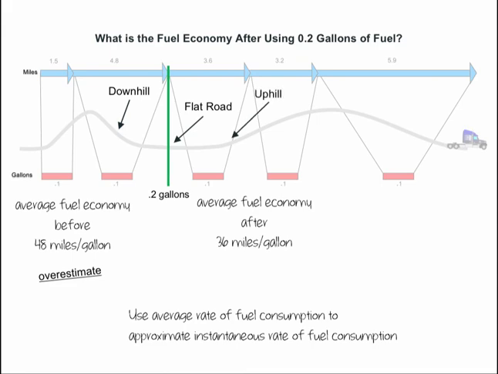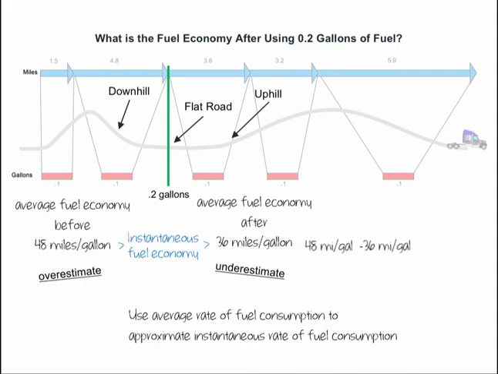Right after the 0.2 of a gallon mark, the road has a bit of an uphill, which tells us that at this point, the truck should be traveling at a smaller distance for each gallon of gas. This tells us that the average rate of fuel consumption right after the 0.2 of a gallon mark is an underestimate of the instantaneous rate of fuel consumption at the 0.2 of a gallon mark. And this tells us that the car's rate of fuel consumption right at the 0.2 of a gallon mark is some value between 36 miles per gallon and 48 miles per gallon.